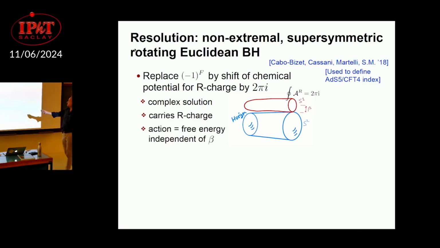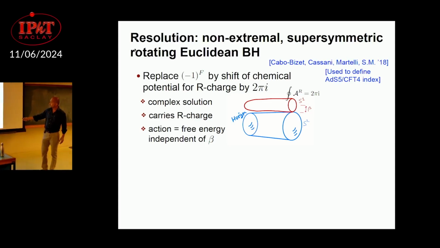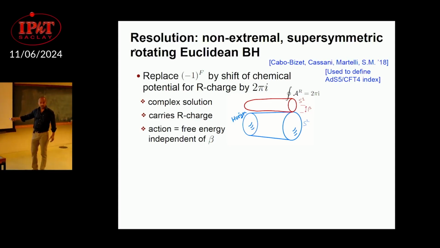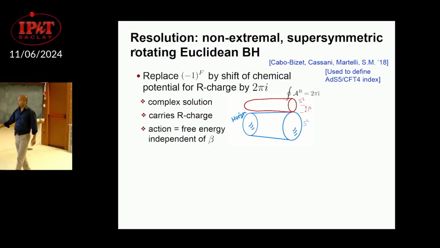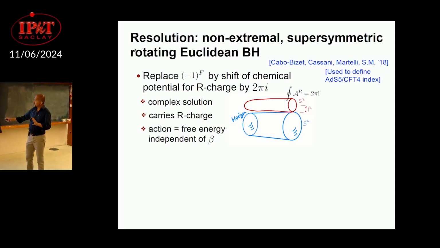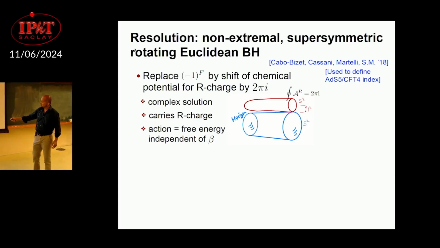And you can calculate the action of the supergravity theory, which turns out to be independent of beta. That's the free energy of the theory, and it turns out to be independent of beta. Okay? And this last property is exactly what you would expect from a saddle point of the index. I should have said that it's a smooth solution. That's another thing you would expect.